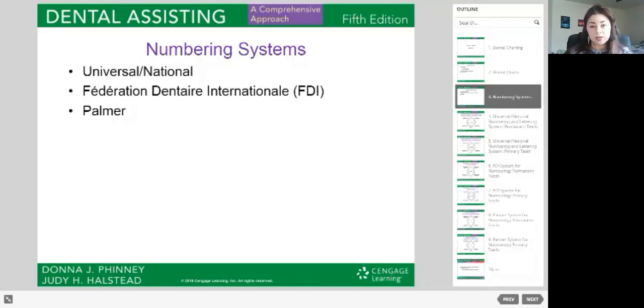Each permanent tooth has its own number, and it starts from the upper right and ends on the lower right. So the upper right wisdom tooth is number 1. The upper left wisdom tooth is number 16. And then you drop down to the lower left wisdom tooth, which is number 17. And then the lower right wisdom tooth is number 32. So 1, 16, 17, and 32 are all wisdom teeth.